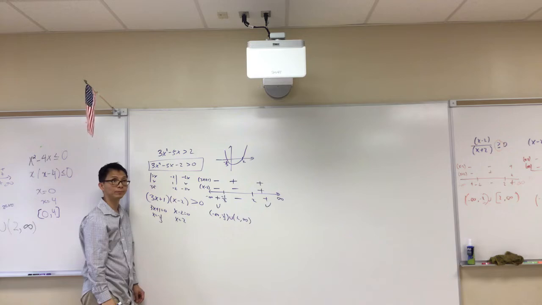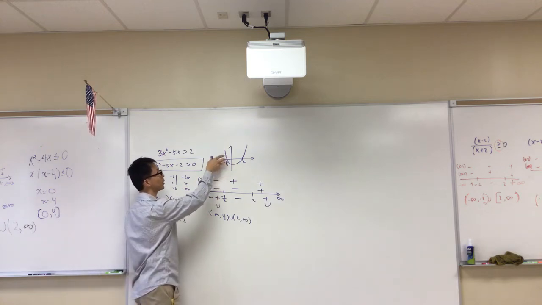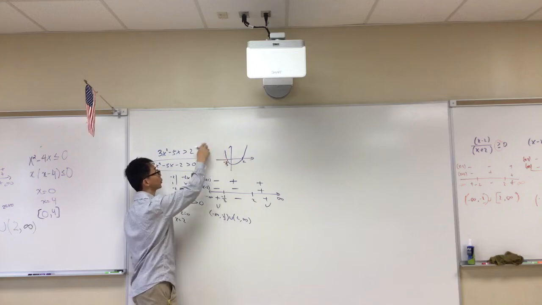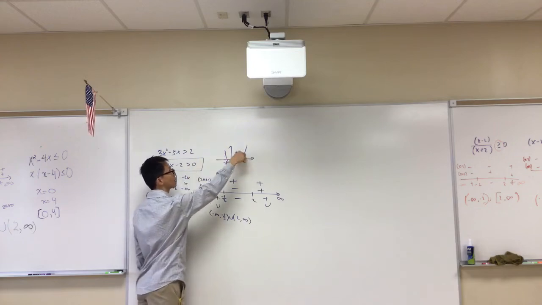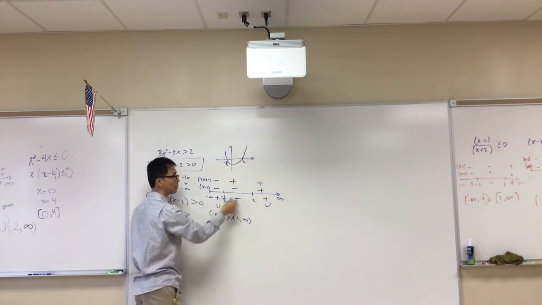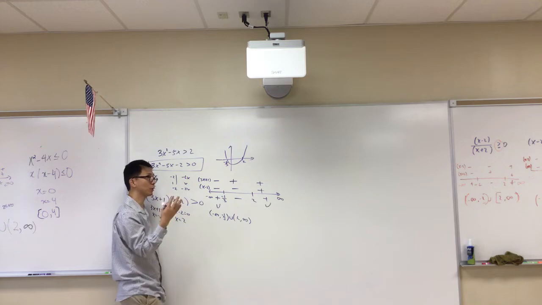Why do we need the regions? Why do we need 3 regions? Because see this region, this part, the graph is above the x-axis. So this part is greater than 0, this part is greater than 0, and this part is below 0. Because if you have 2 endpoints, it's going to create 3 regions, and you have to test all 3 regions.